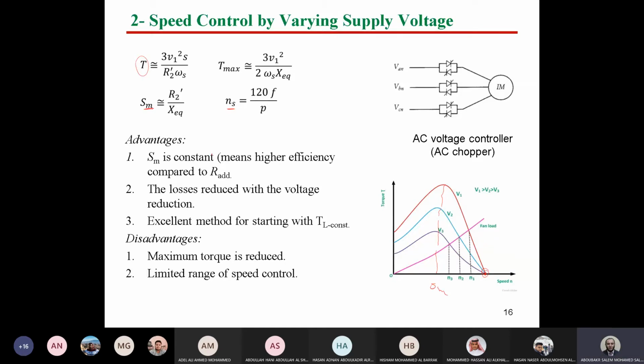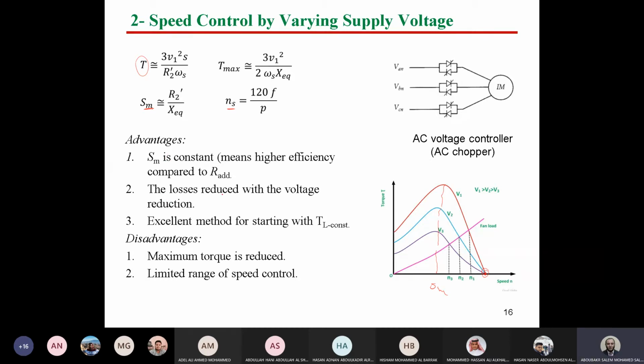We can say that S maximum is constant, which means higher efficiency compared to R add. You remember in adding resistance, if you add resistance in the rotor circuit, S maximum was increasing, and if S maximum increases, this means the efficiency decreases. So we have here one benefit, which is S maximum is constant. So change the voltage whatever you need. You don't have any problem with decreased efficiency.